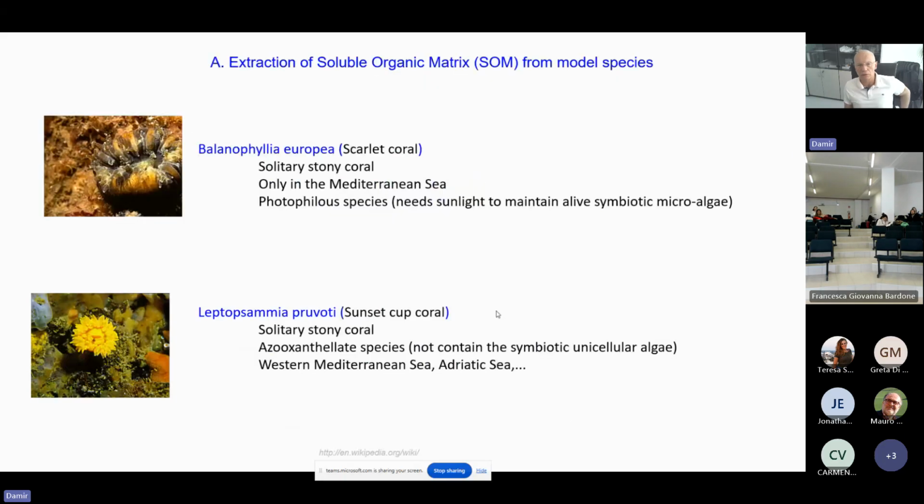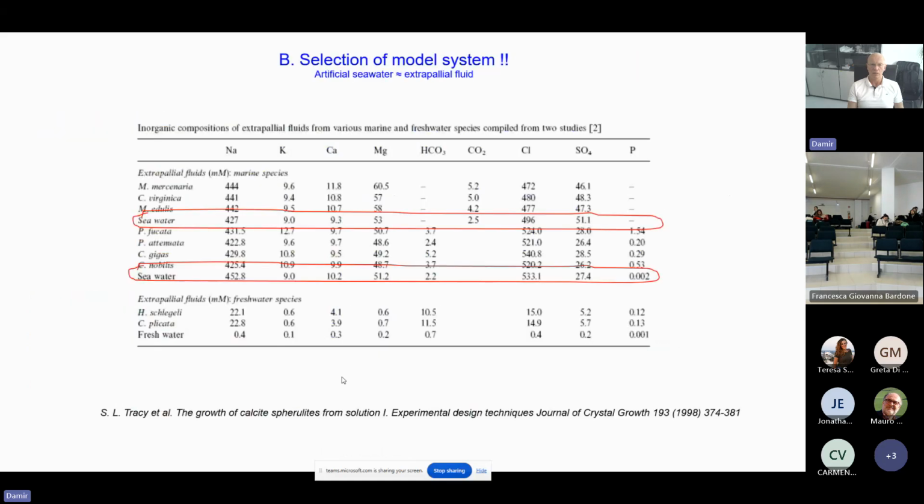Soluble organic matrix was extracted from Balanophyllia europaea, as I said. This is a solitary stony coral, which can be found only in the Mediterranean Sea. It is photophilous, while Leptosammia pruvoti, which is also a solitary stony coral, is a xanthella species, which can be found in the Western Mediterranean Sea and also in the Adriatic Sea.